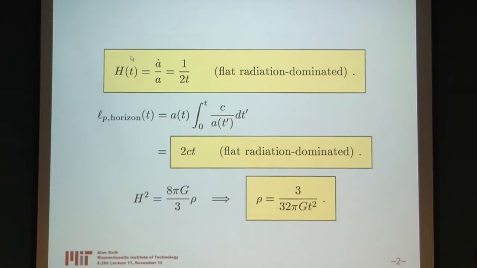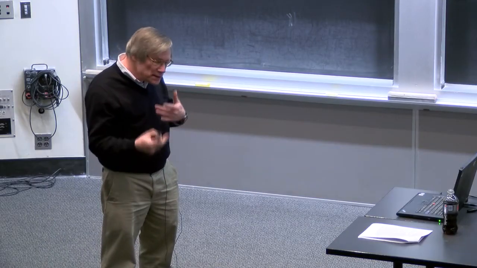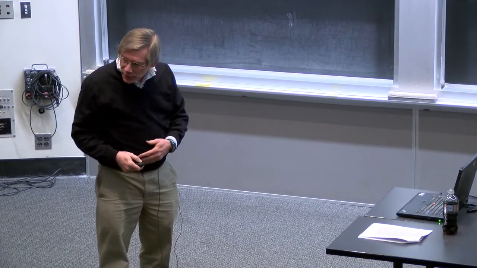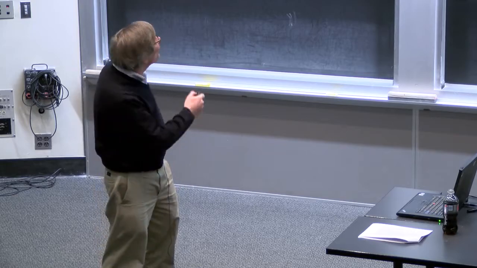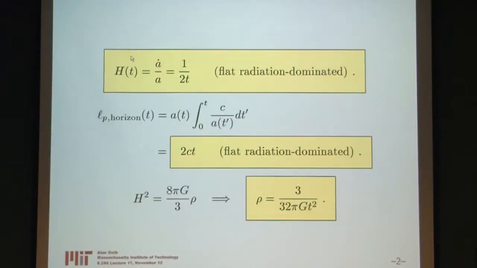As I was just saying, once you know how a of t behaves, you can immediately calculate lots of other things. And in particular, H is a dot over a, and that is just 1 over 2t. So we know what H is as a function of time. Even without putting in any more details about what kind of radiation we have, it doesn't matter. You still get H is equal to 1 over 2t.